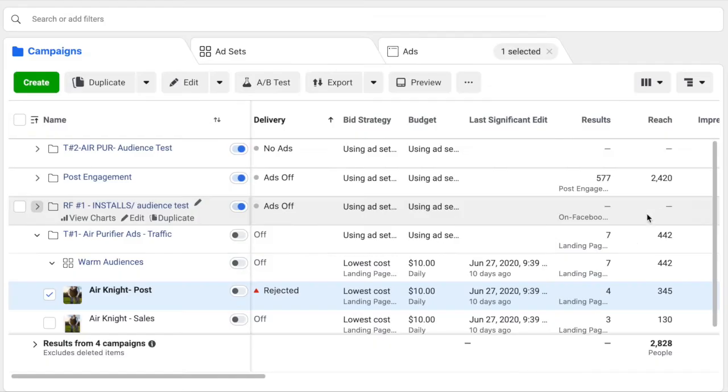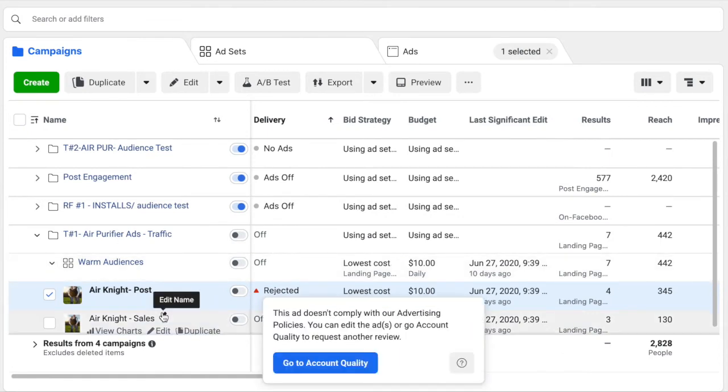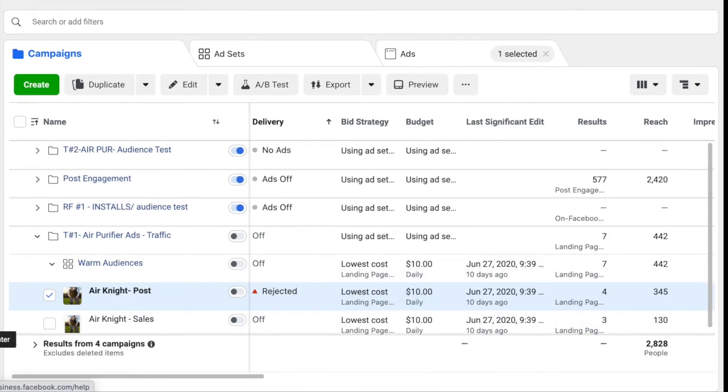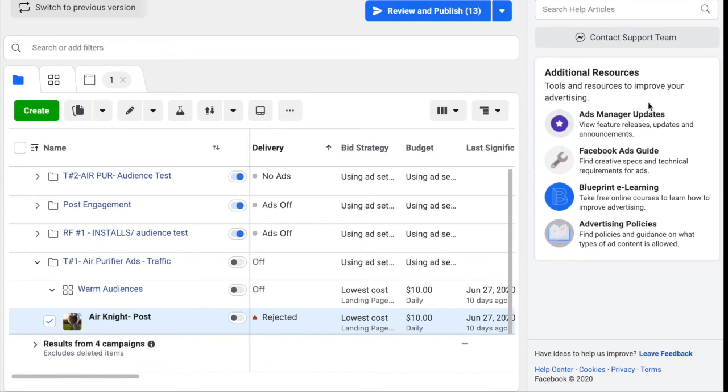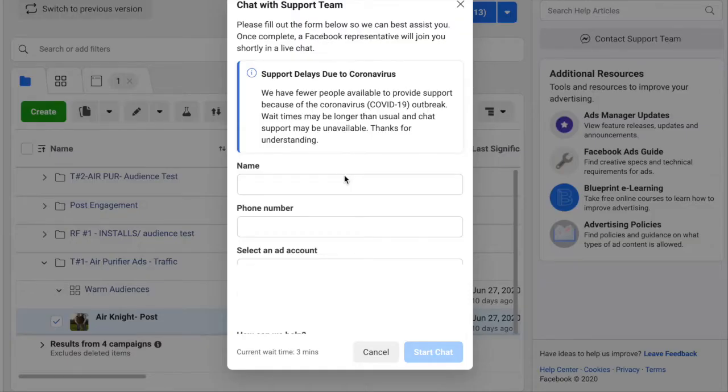If you want to get it reviewed even faster, you can go to the bottom left of your screen, Help Center, and then if it's usually between 8 to 5 or a reasonable time on the weekend, there will be a pop-up box for chat, contact support team, and then you can fill out your information there and talk to someone live.